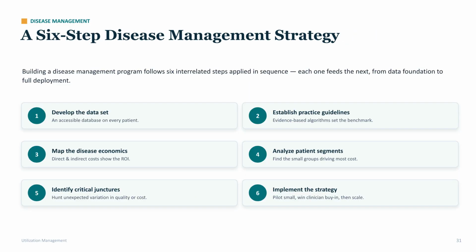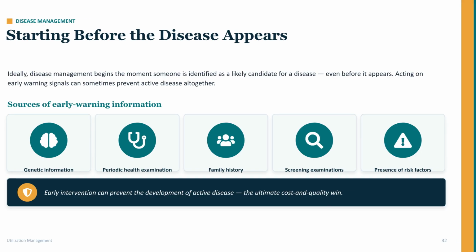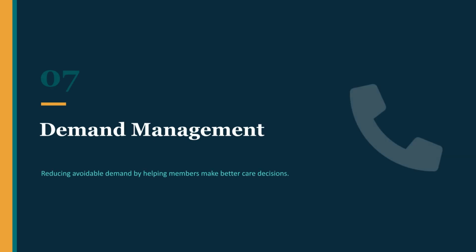Disease management follows 6 steps: building a comprehensive data set, setting evidence-based benchmarks, calculating ROI, segmenting patient populations, identifying variations in quality, and piloting strategies to win clinician support. Ideally, we intervene before a disease fully manifests. By analyzing genetic factors, family history, and routine screening results, we can often address risk factors early, preventing the development of chronic illness. Our final program is demand management.